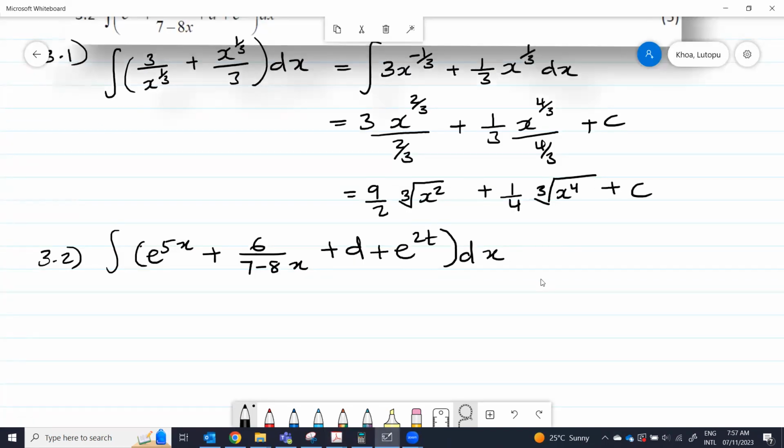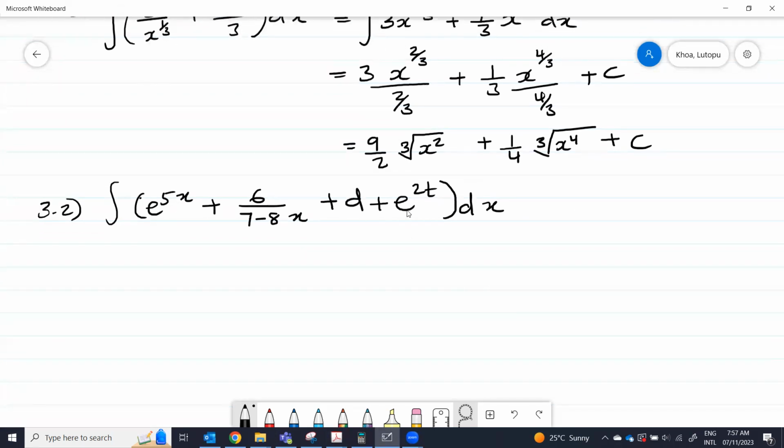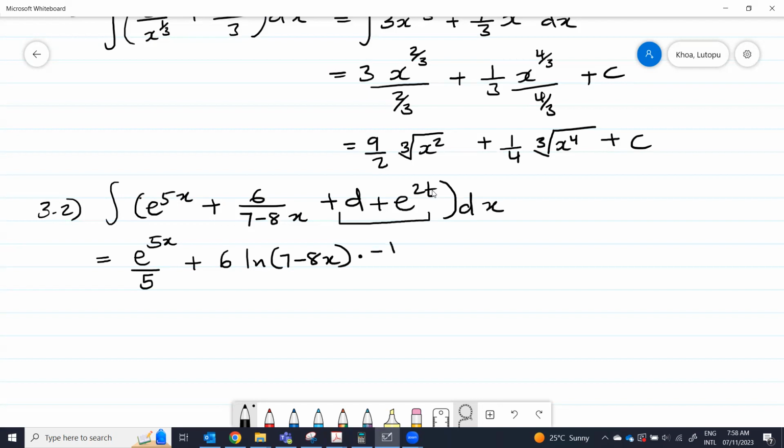Okay, for the last question, what you need to remember is we are integrating with respect to x. So that means d here is a constant, e to the power of 2t is a constant. So this whole term here is actually a constant. So our integral here, we just need to refer to the table. This is e to the power of 5x divided by 5. And then here the constant 6 will come out, and then we have ln of 7 minus 8x, multiplied by minus 1 over 8.